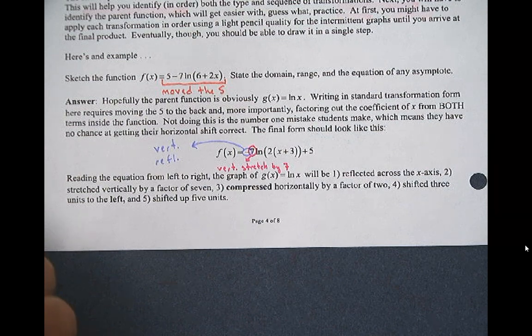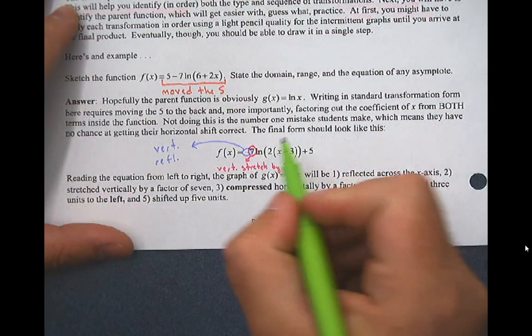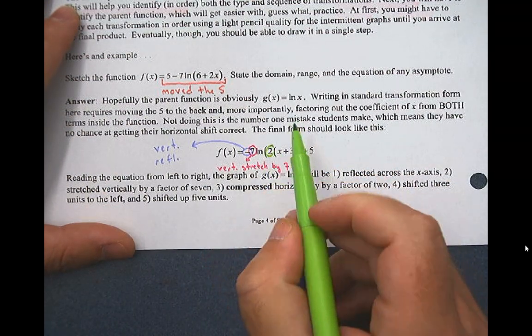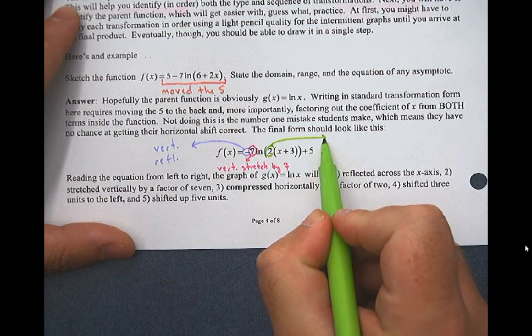All right, let's pause here again. Circle the 2 and write a little note to yourself. Pause. Try this on your own. Go.